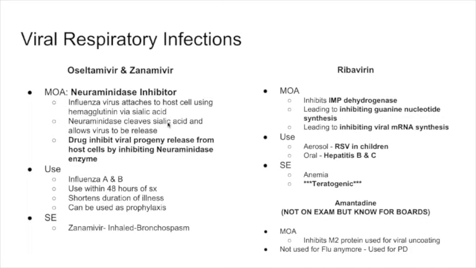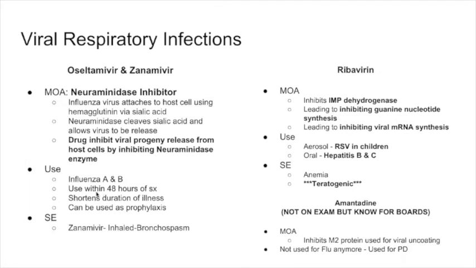So if you can't cleave the sialic acid, the virus is going to be stuck to the hemagglutinin, so you're not going to be able to release the virus. And thus, you inhibit viral progeny release. Progeny means daughters. So it's very important to know the mechanism of action of oseltamivir. It's specifically used for influenza A and B. The time frame for usage is within 48 hours of symptoms. Otherwise, it doesn't really work.